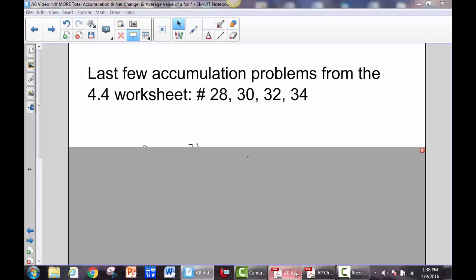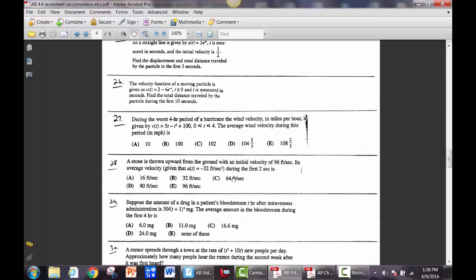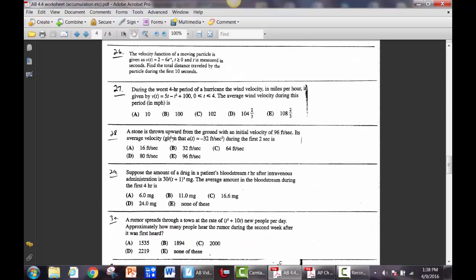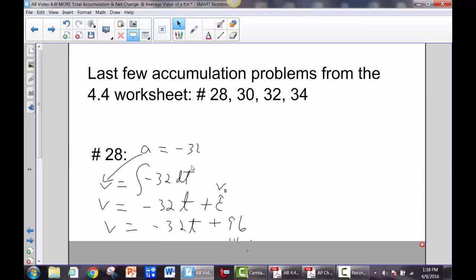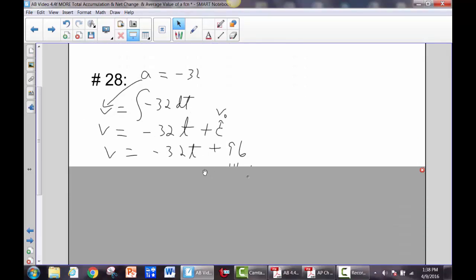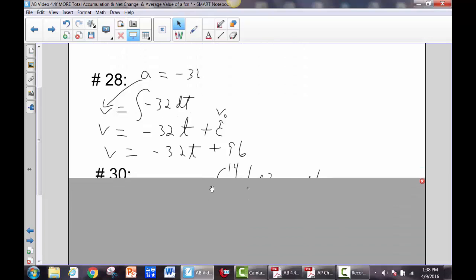So if you look at number 28, a stone is thrown upward from the ground with an initial velocity of 96 feet per second. Its acceleration during the first 2 seconds is given. So they're asking for average velocity, okay? If you're asked for average velocity, you start with the acceleration. You integrate the acceleration to get the velocity, or you could use our formula that we have.